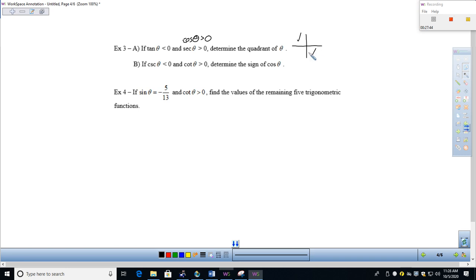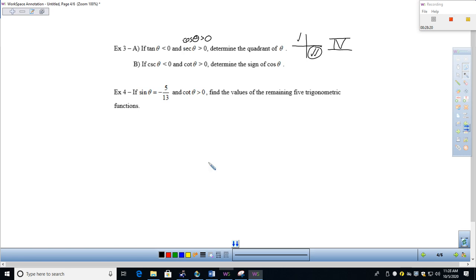Now, out of those two quadrants, either 2 or 4, in which one is the cosine ratio positive? So is cosine positive in this quadrant or this quadrant? And I would make the argument it's got to be quadrant 4. So the answer is quadrant 4. So if you notice, what's going on here is this piece of information narrows it down to 2 out of the 4 quadrants, and this one narrows it down to 1 out of the remaining 2.